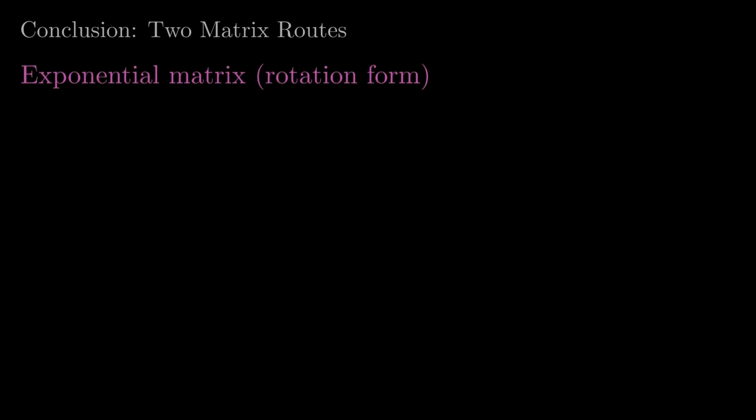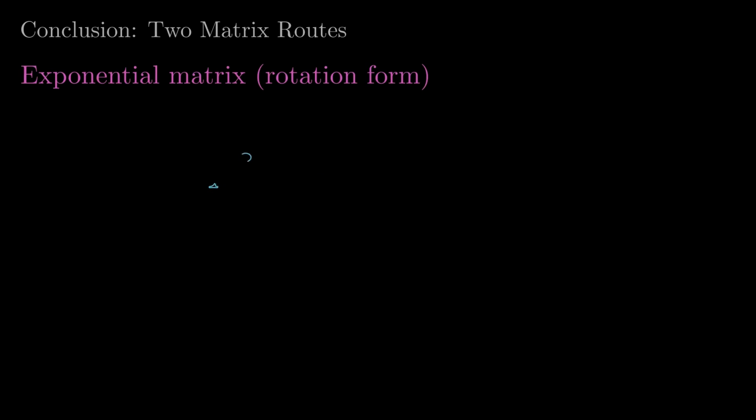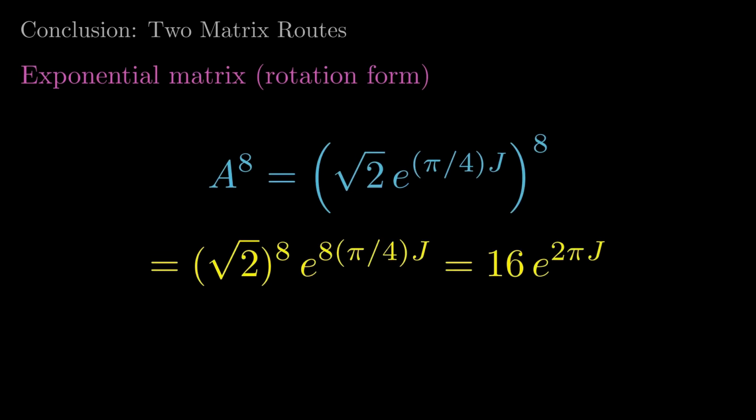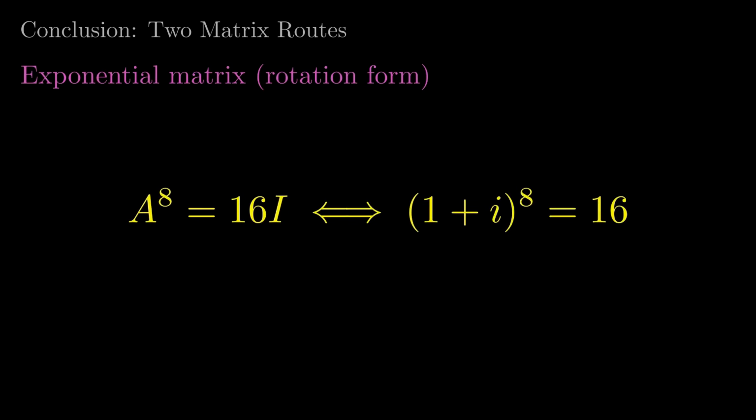Second, the exponential method. Write A as square root of 2 times e to the (pi over 4)J. Raised to the eighth, 16 times e to the 2 pi J, and e to the 2 pi J equals I. So again, (1 + i) to the eighth equals 16. Thanks for watching.